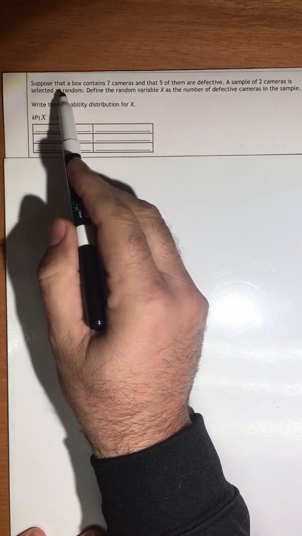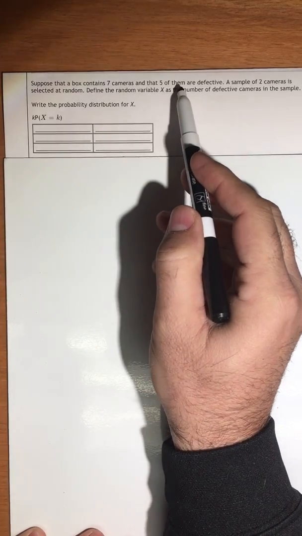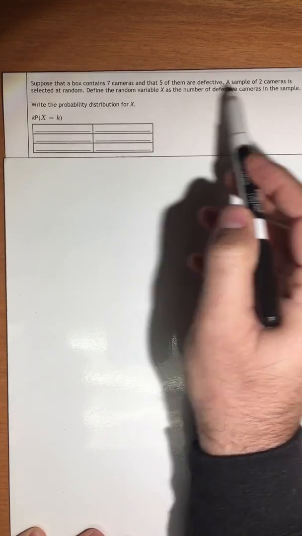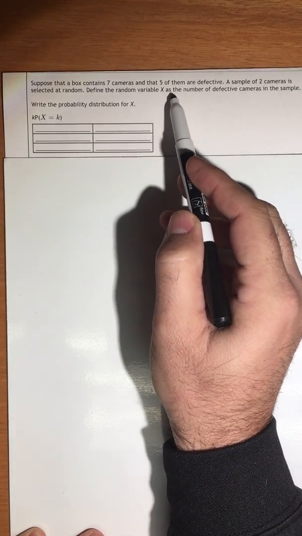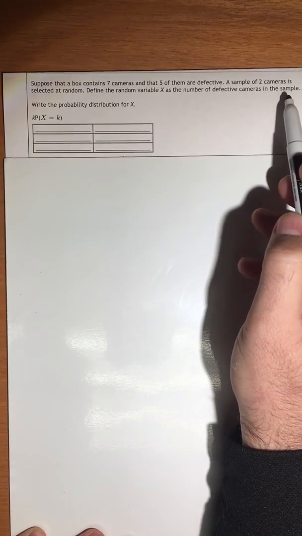So suppose that a box contains 7 cameras and 5 of them are defective. A sample of 2 cameras is selected at random. Define the random variable x as the number of defective cameras in the sample.